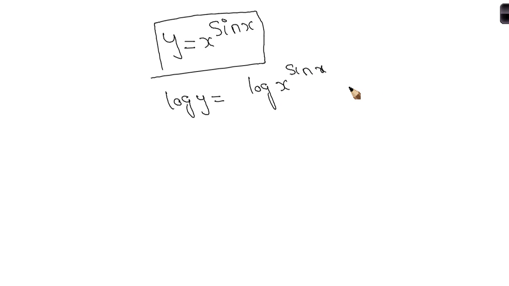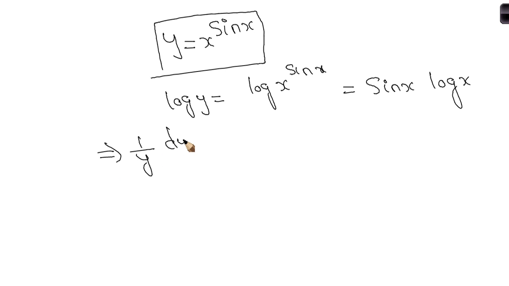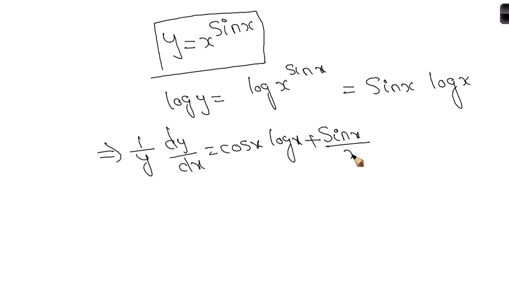As you know, log a power m is m log a. This becomes sin x times log x. So it implies the derivative of log y is 1 by y into dy by dx is equal to sin x derivative is cos x into log x plus sin x into log x derivative, which would be 1 by x, so sin x by x.